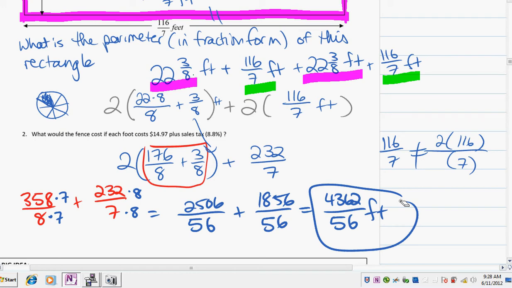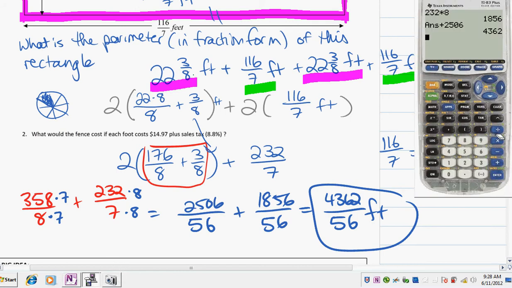That's going to be kind of hard to go to a store and ask for that. So what happens when I actually divide this by 56? 77.89285716. I can't really ask them for that. Can I have 77.89285714 feet? It's kind of hard to know what that means. So we're going to try to get this into fraction form, but in an understandable mixed fraction. So I need the decimal part in a fraction, but the whole number to stay the same.